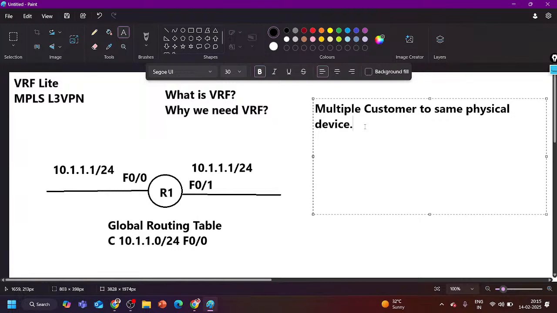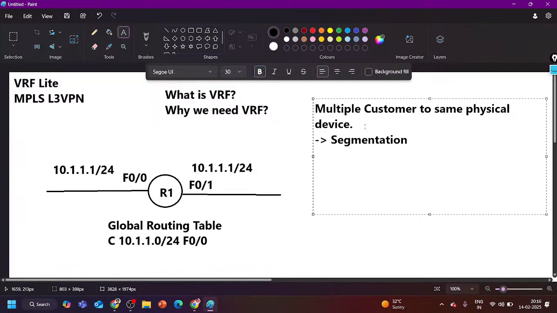Means here the customer prefixes are not separated. The customer networks are injected in the same routing table. We are not able to separate the prefixes of the customers or separate the customer networks, right? So here we need something called segmentation. Segmentation means division.